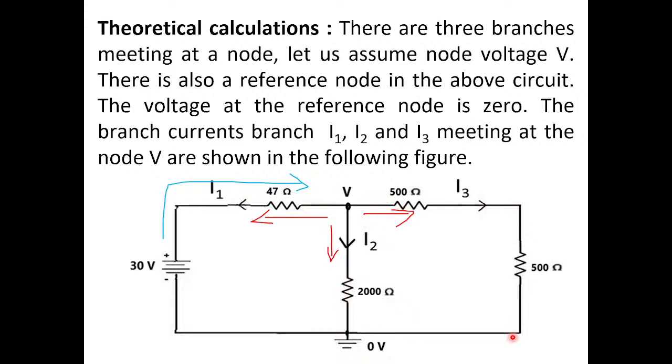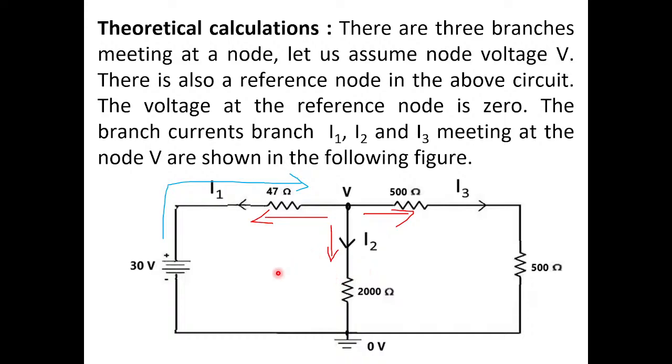Since there are three branches here, three branch currents will be there. You can assume all these three branch currents either entering the node V, or leaving the node V, or you can assume I1 current entering and I2 and I3 currents leaving, your wish. But I have assumed here all the currents are leaving the node V. The red arrow marks are away from node V, meaning they are leaving node V. The actual current direction is from 30 volts to V. The blue color represents the actual current direction, but I have assumed the opposite direction.